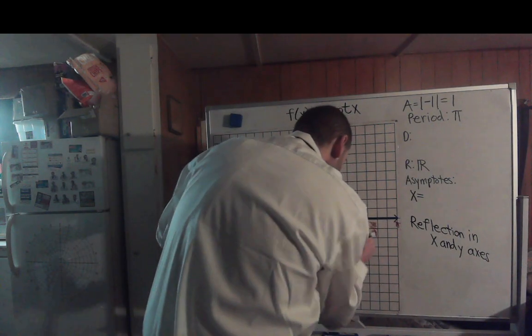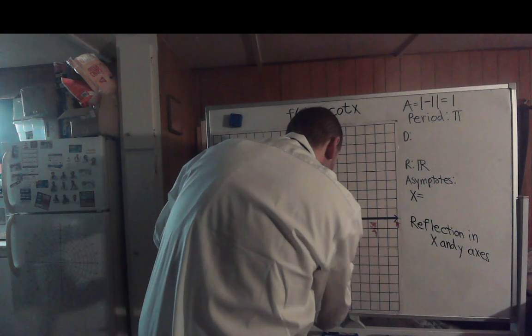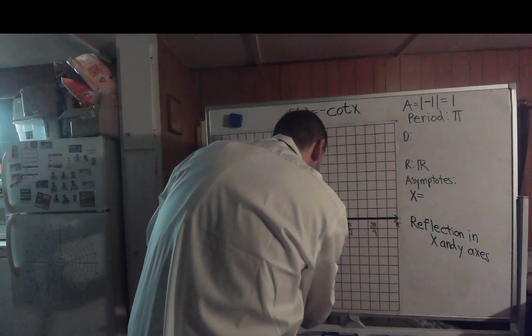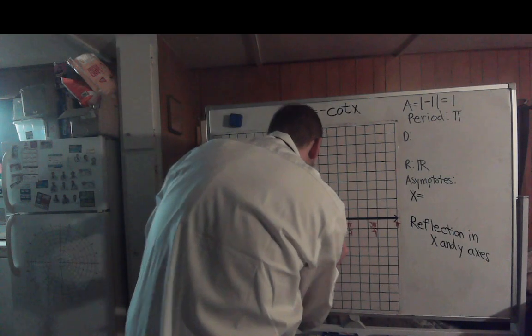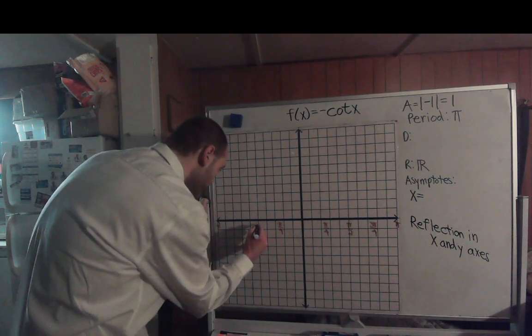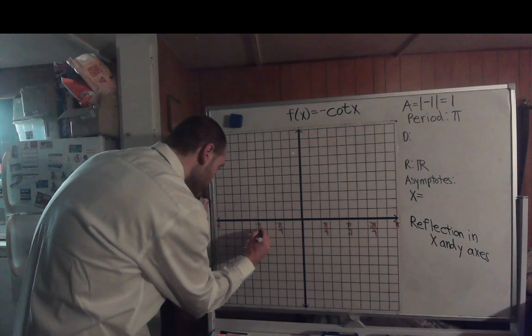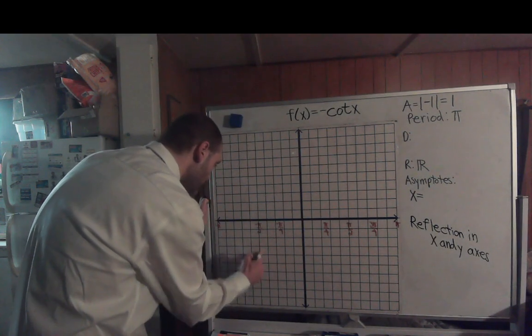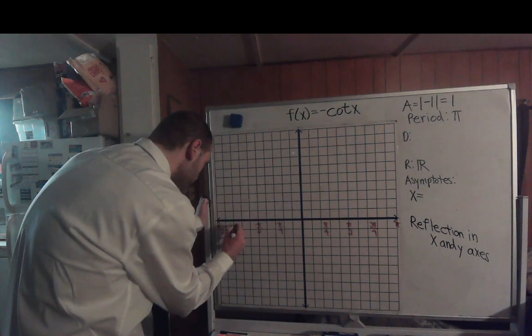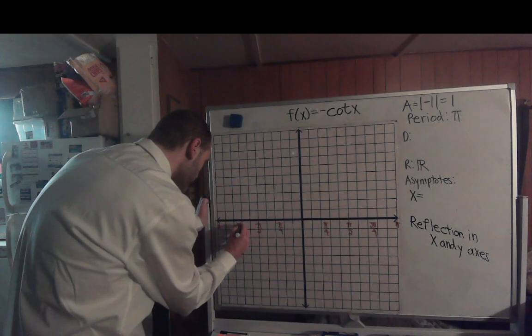So let's plot all those points here, which are very important. 7, 6, 5, here's pi over 2. 4, 3, 2.5 is pi over 4. 3, 4, 5, there's negative pi over 2. 6, 7, so that's negative 3 pi over 4.